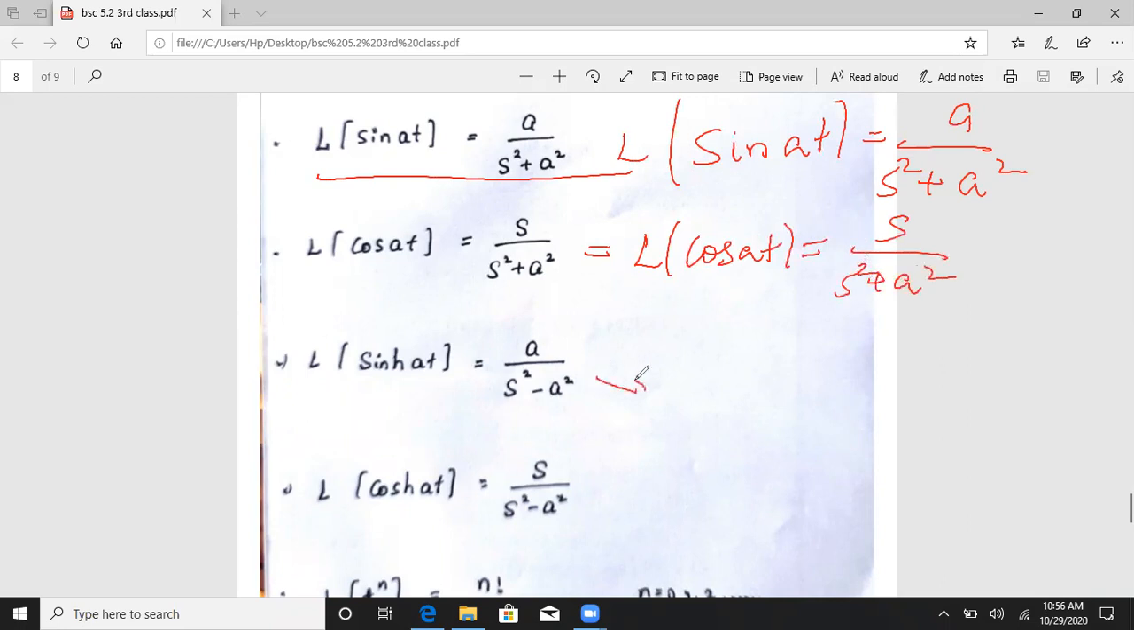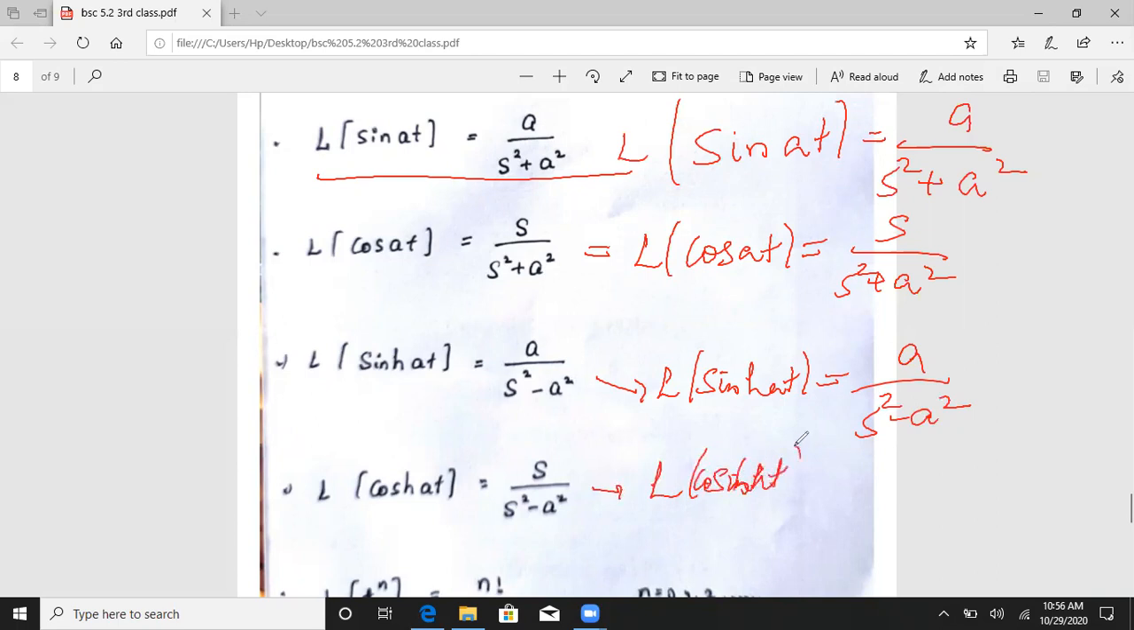And we just solved these functions. The Laplace transformation of sinh at is equal to a divided by s square minus a square, and the Laplace transformation of cosh at is equal to s divided by s square minus a square.